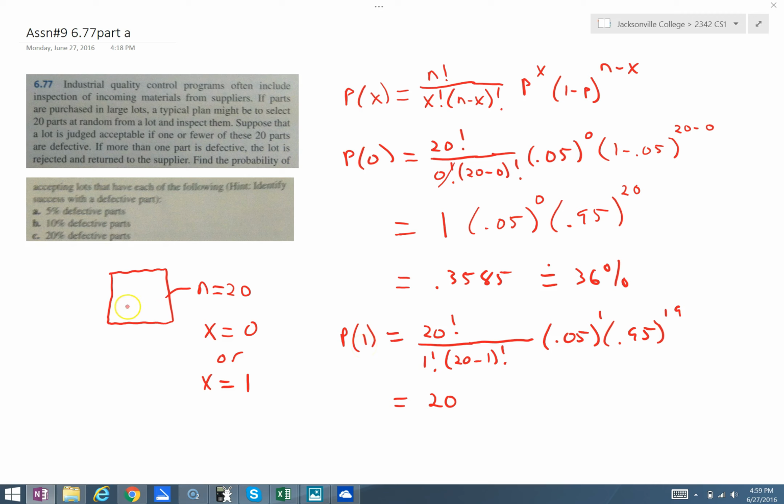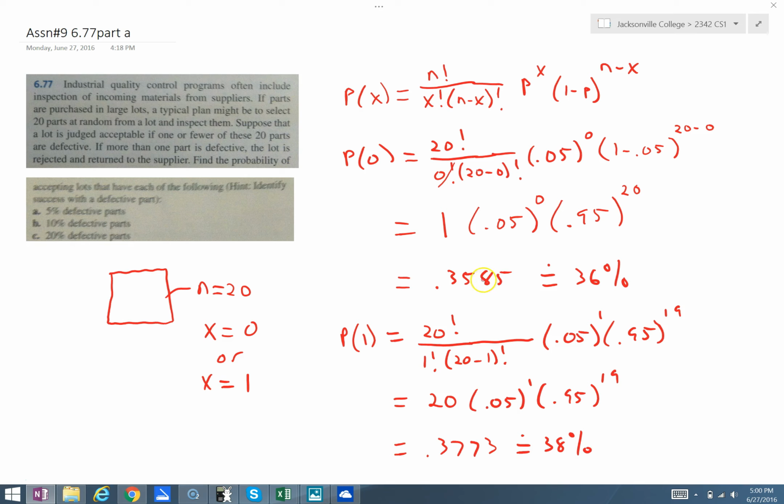It could be the first one. It could be the second one. It could be the third one. 20 ways for that to go down, times 0.05 to the first, times 0.95 to the 19th. Calculating this is 0.3773, or approximately 38%.